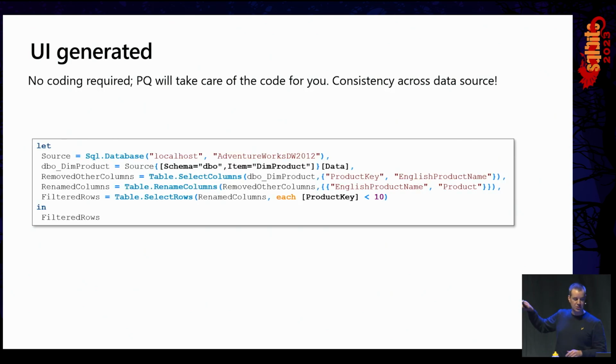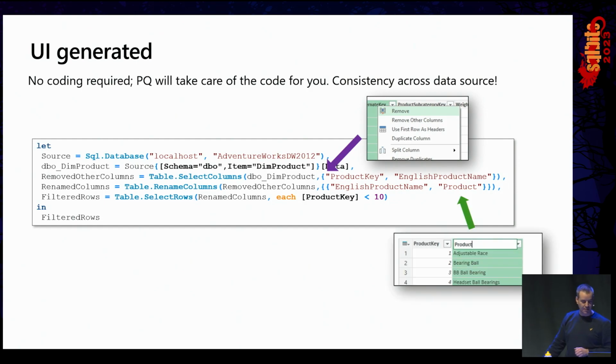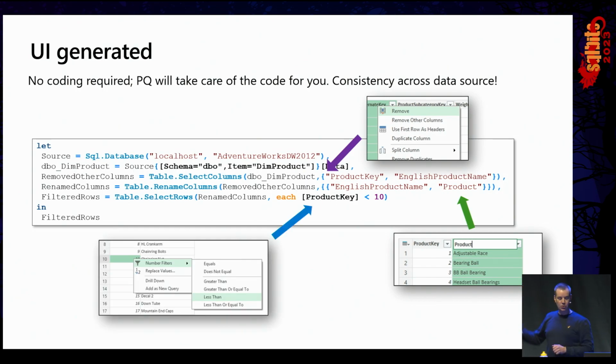Under the covers, this is what it generates: some M script. You've probably all seen this, but almost no one has to write it because it's generated. You do actions in the UI and it automatically generates Power Query. You remove a column and it automatically writes code that says Table.SelectColumns. You rename, it adds a new line in the M syntax, and you do filtering, it automatically adds that in the syntax. It's consistent. It's the same everywhere.